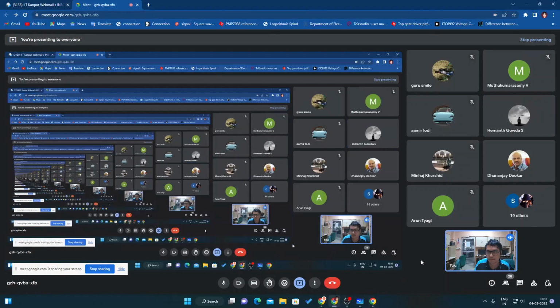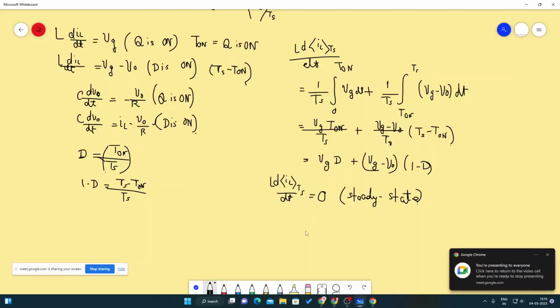Can you please say it a bit louder? I can't hear you. Can you repeat the previous? Okay. So, okay, let me draw the waveform. That will be much better.